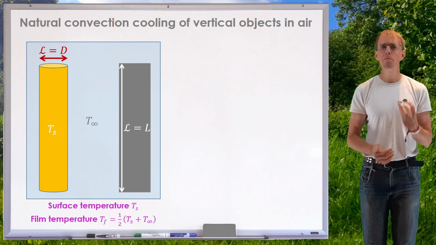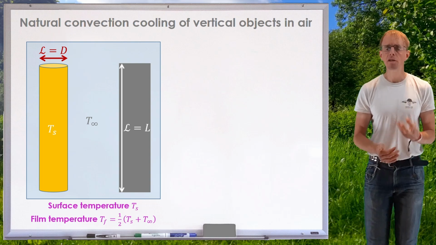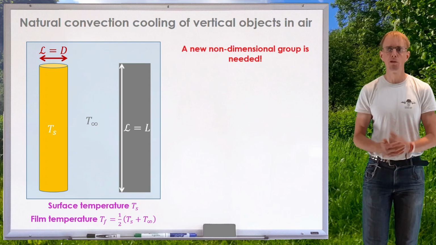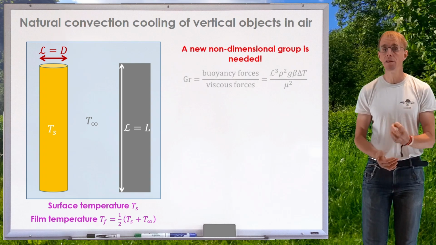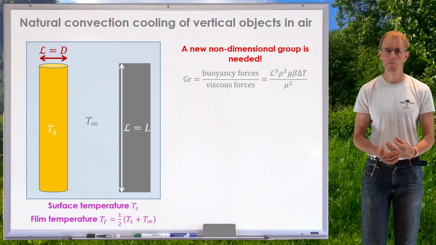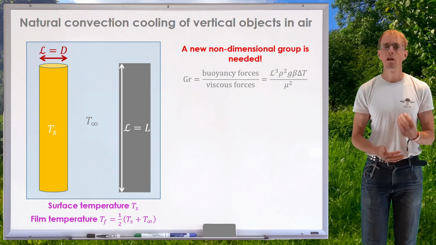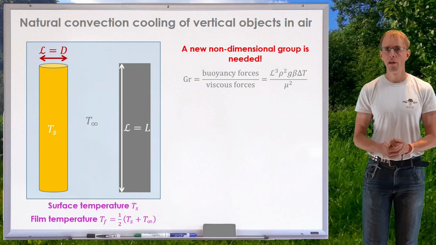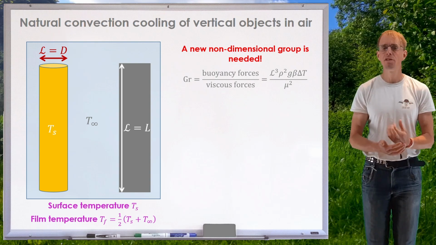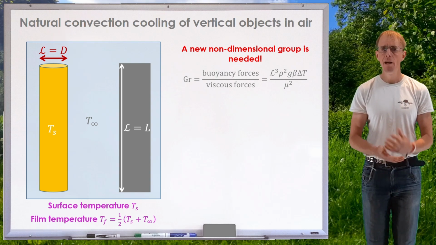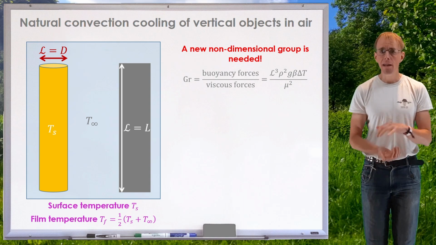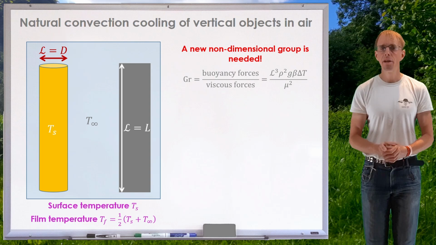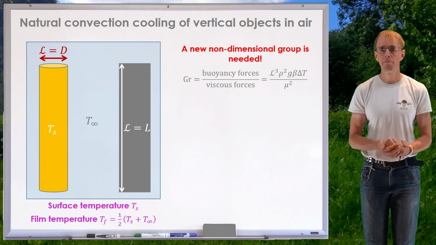So, if we're thinking about natural convection, we need to somehow quantify the buoyancy of the fluid external to the hot object. And we can do this with yet another non-dimensional group, the Grashof number. The Grashof number is a statement of buoyancy forces divided by viscous forces. So we can imagine if we've got an essentially inviscid fluid, for example air, and we've got a large density change with increasing temperature, then the buoyancy forces are going to be quite high.